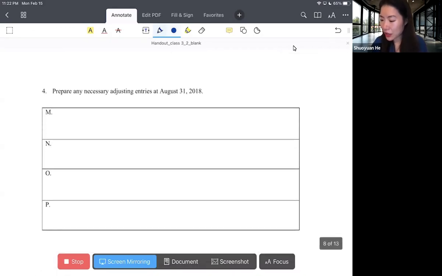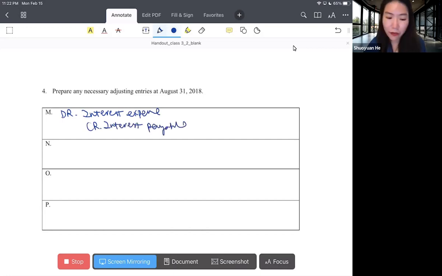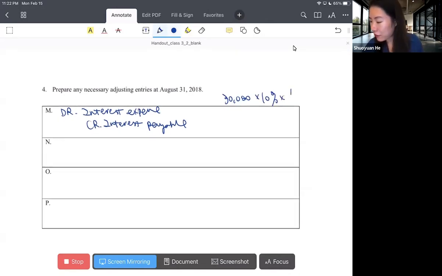So we need to debit interest expense and credit interest payable. And for how much? So the principal is 30,000 and 10% interest rate. And we have used it for 1 month. So that's 1/12 months, which is 250.